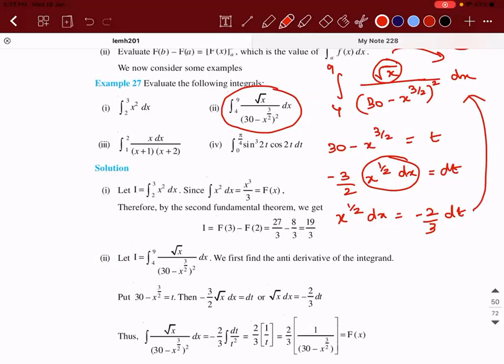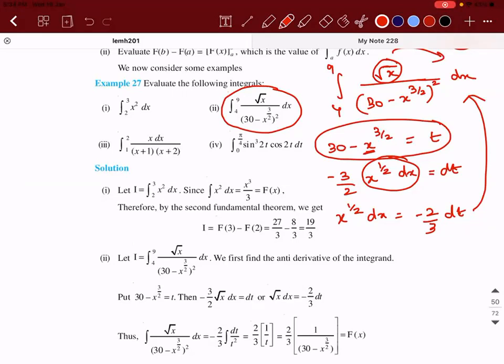Okay, so when you're doing the substitution, as of now, don't touch the limits, because when you're doing the substitution, you need to change the limit of x to t. That I'll teach later. As of now, first do the indefinite integration, find the value, and then substitute the limits for this exercise.